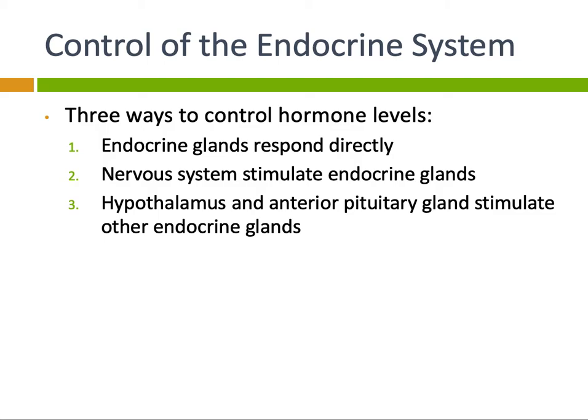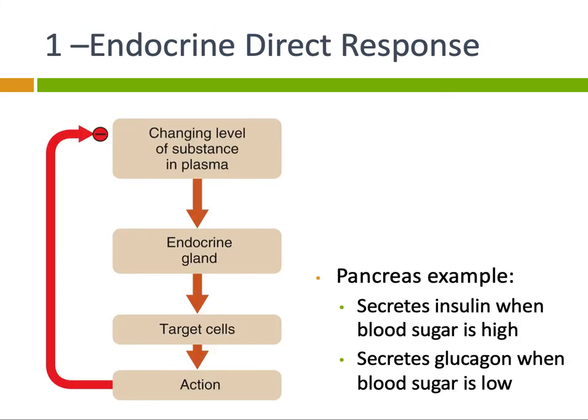So there are 3 ways that our body controls hormone levels. The first way is that the endocrine gland itself is the control center, and it's going to respond directly to what the receptors tell it. The second is that the nervous system is going to stimulate endocrine glands. The third is that the hypothalamus and the anterior part of the pituitary gland are going to then stimulate other endocrine glands. So let's look at the first way.